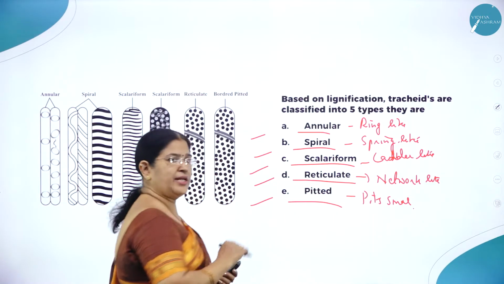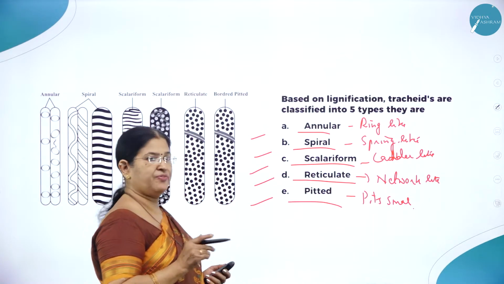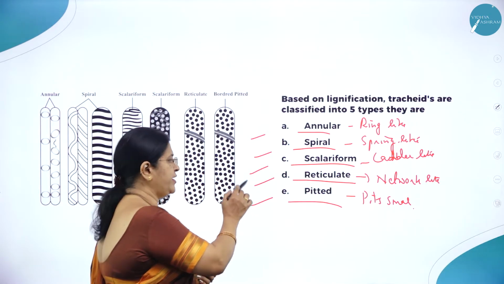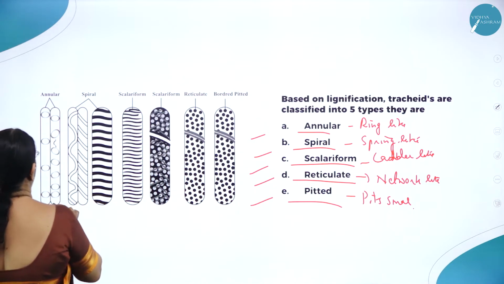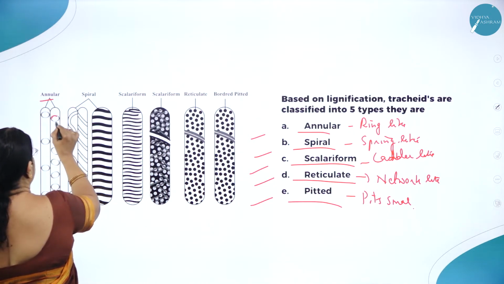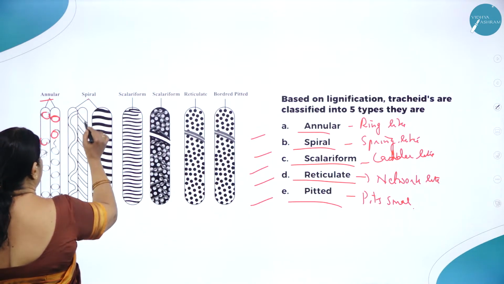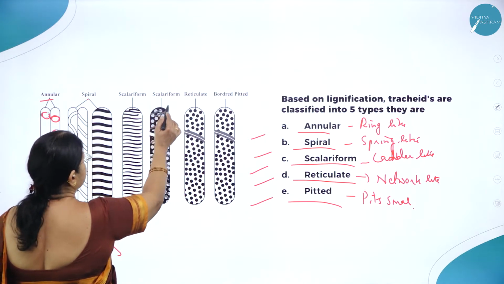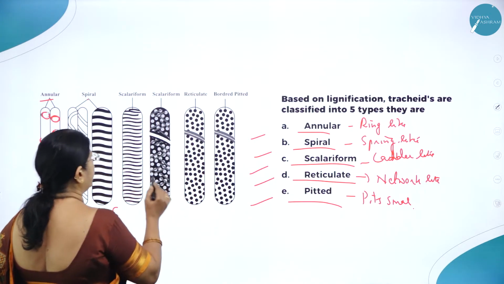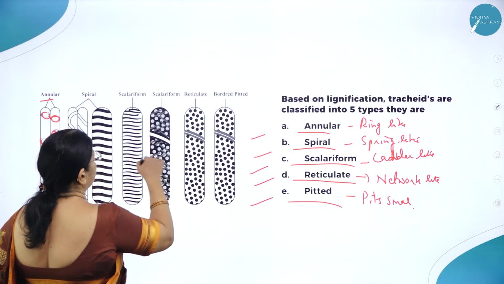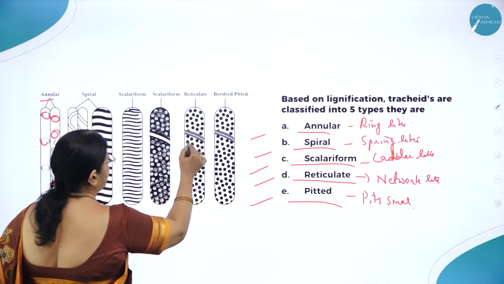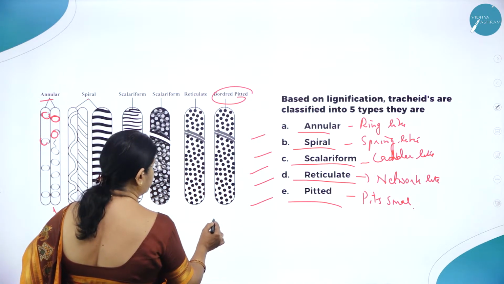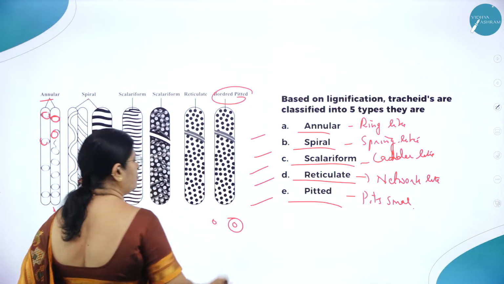So, based on the lignification, tracheids are classified into 5 types: annular, spiral, scleriform, reticulate, pitted. Here you can see the first one, annular. They are arranged in the form of rings. Spiral, here you can see they are arranged in the form of a spiral. Scleriform, ladder-like. Reticulate, in the form of a network. Then simple pits and bordered pits. This is a simple pit and this is called a bordered pit.